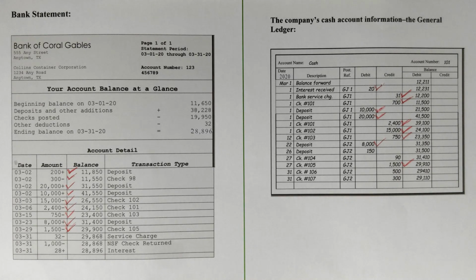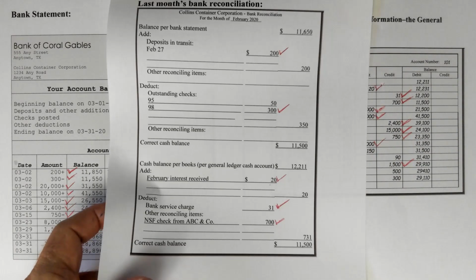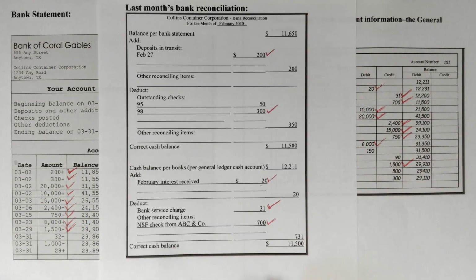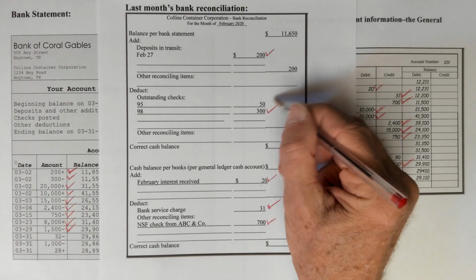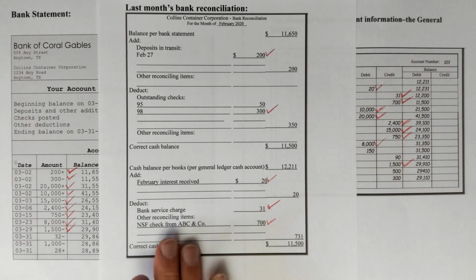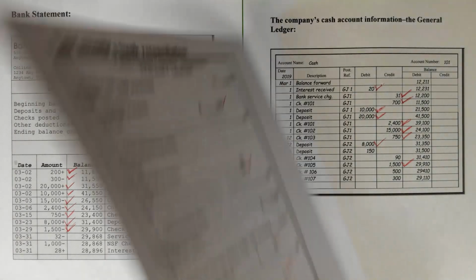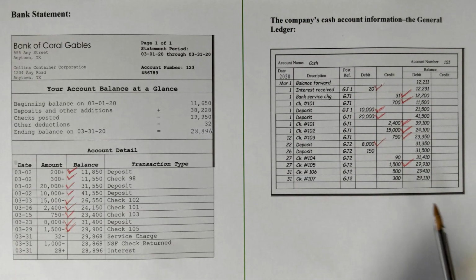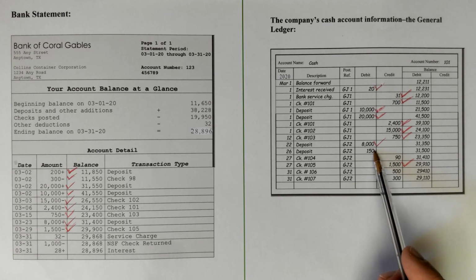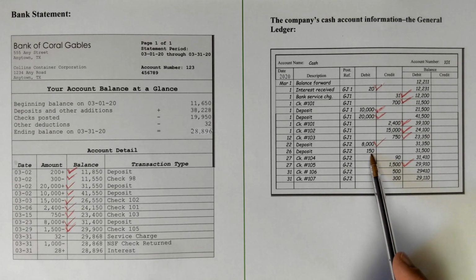So what we have here is a number of reconciling items. First of all, let me just show you this once more. We've got this one. This is going to be a reconciling item, the $50. And then we have on our general ledger this deposit in transit. The bank doesn't have it, so it's a deposit in transit. So we're going to have to add this to the bank's side.